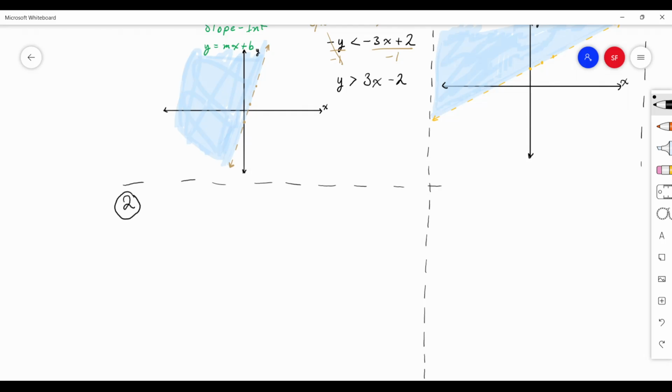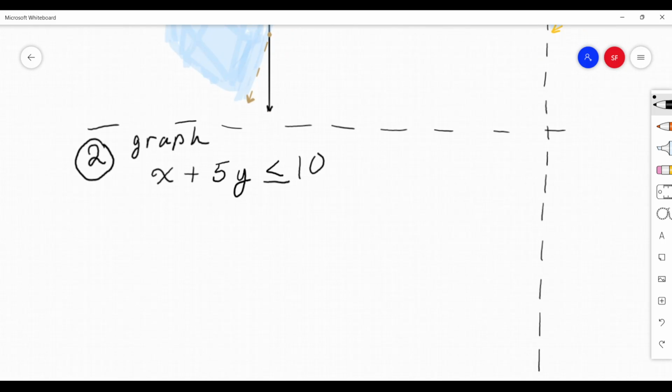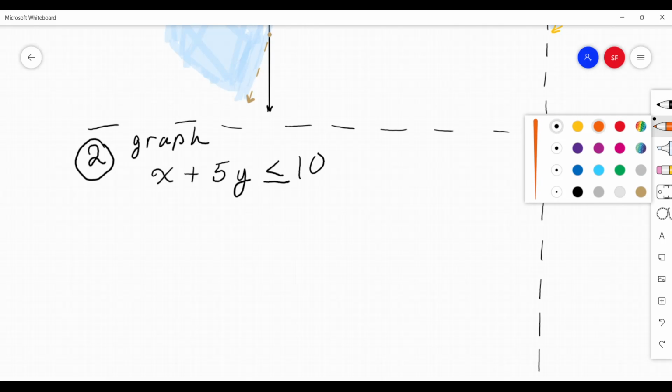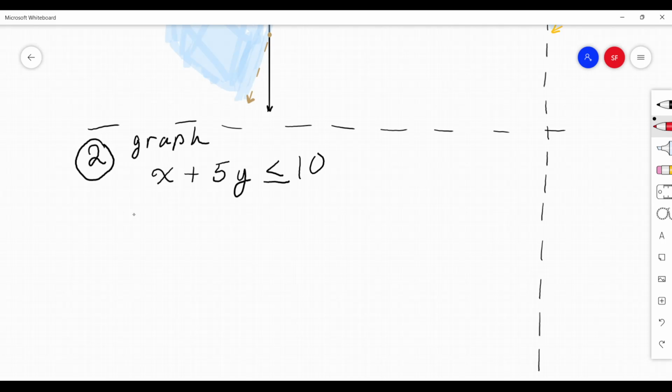So this is example 2. We're going to graph x plus 5y is less than or equal to 10. So what are we going to do first? Subtract x on both sides. Sounds great.